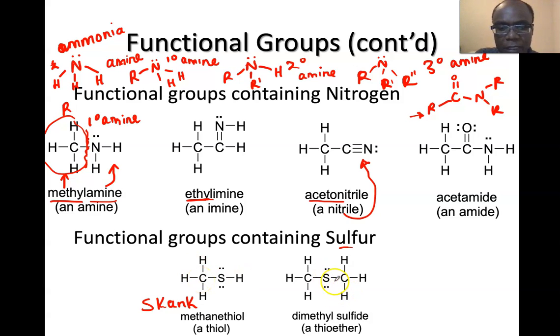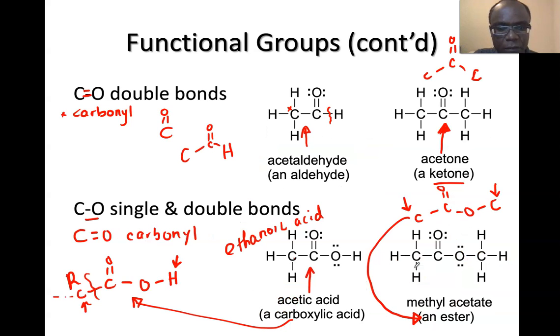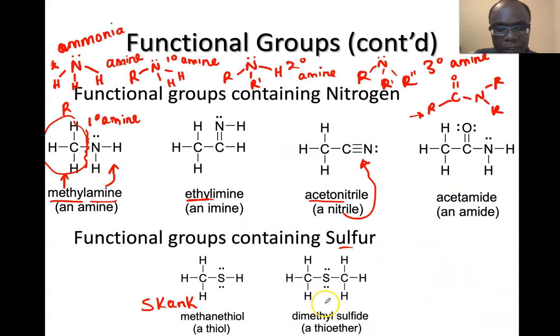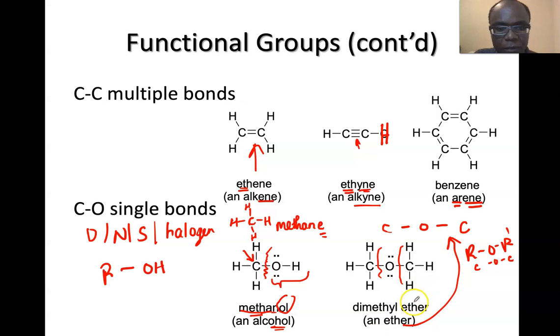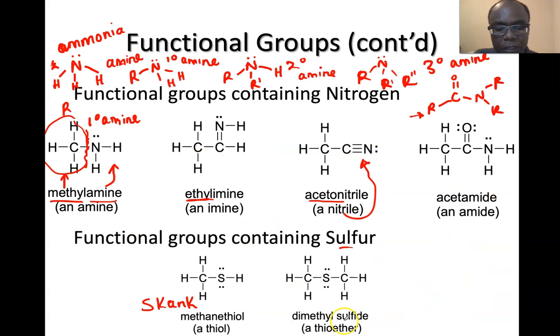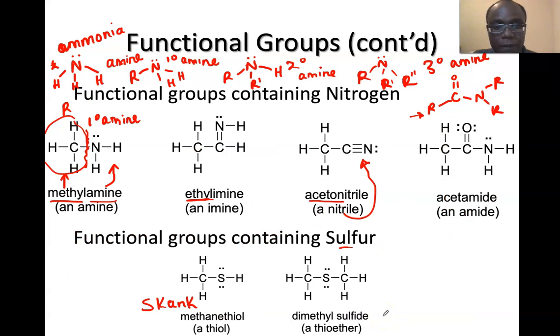And then if the sulfur is in between 2 carbons or between 2 R groups, it's called a thioether. Compare this: this is an ether because the oxygen is between 2 carbons. This is a thioether because the sulfur is between 2 carbons. Only that here we are specific, saying that's dimethyl sulfide, but here we would have called it dimethyl ether. But both of them are types of ether. So this is a sulfur ether, this is an oxygen ether. Okay.